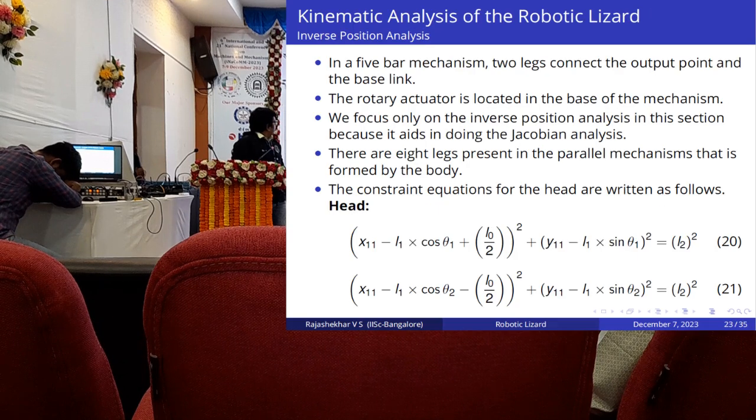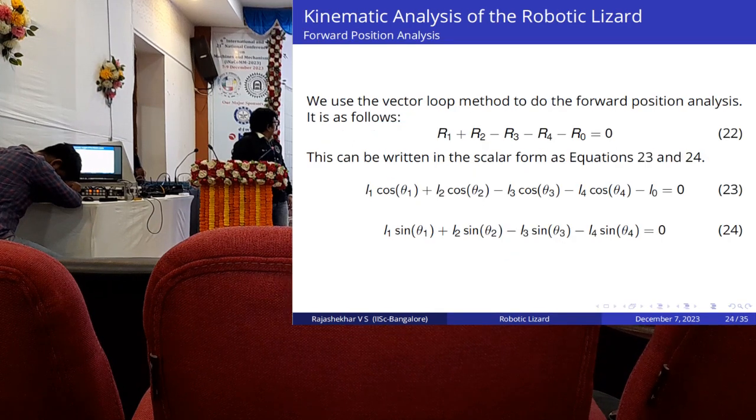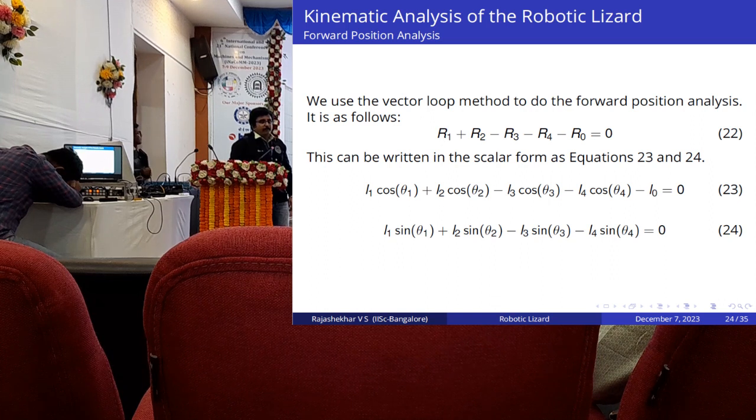So the kinematic analysis of the robotic lizard is as follows. We first find the inverse position analysis, for which we use the geometric method. It is shown in equations 20 and 21. And then we go for the forward position analysis, which is done using the vector loop method. The vector equation is written in 22, and it is written in scalar form in 23 and 24. Similarly, it is done for the other 4-bar mechanisms and 5-bar mechanisms, which is presented in the paper.